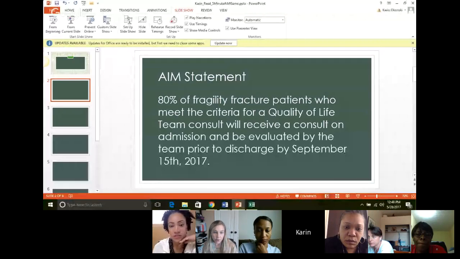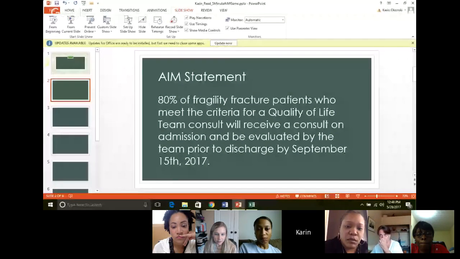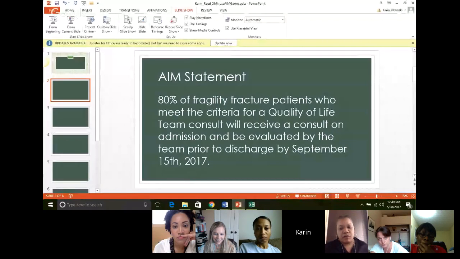I do like that you said that they would receive a consult on admission, because that does kind of speak to the time frame. Do you have a specific time frame for that? I would like it to be within 24 hours of admission. Is that something you're measuring for one of your measures? Yeah, I'm reworking my measures. Yes, that is something I would like to measure.